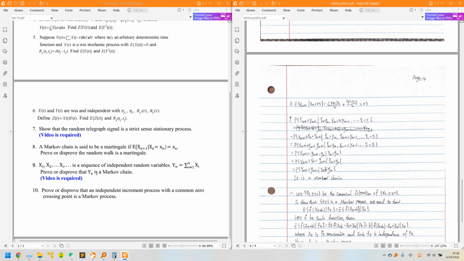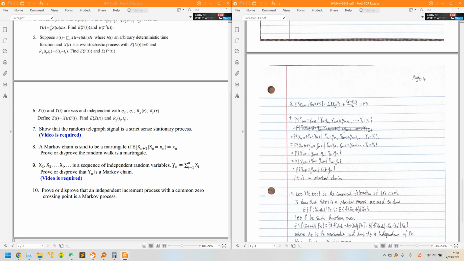So if Yn is a Markov chain, we need to prove that the probability of Yn plus 1 equals yn plus 1, given that Yn equals yn, Yn minus 1 equals yn minus 1, and all the way to Y1 equals y1, is equal to the probability of Yn plus 1 equals yn plus 1, given Yn equals yn.